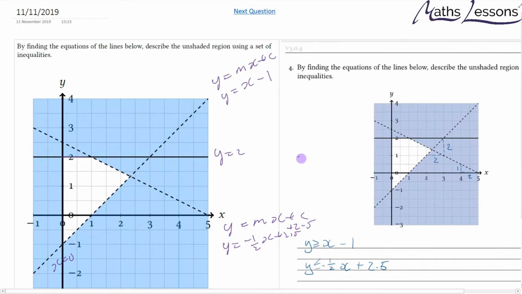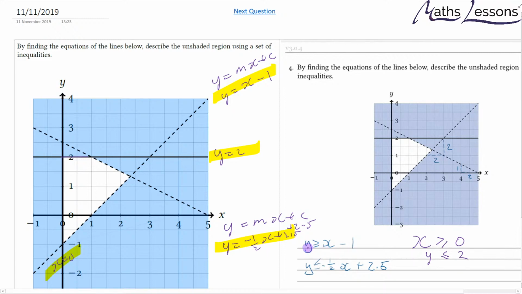minus a half x plus 2.5. Now, to get the region, it's not enough just to write down the equations. We've got our 4 equations, which give us the boundaries. We need to work out which side of them we're going to be on. So for x equals 0, we know we need to be greater than 0. So our answer is x is greater than, and if we have a solid line, it's allowed to equal it, so x is greater than or equal to 0. And then for this one, we know the y value is going to be less than 2, so y is less than or equal to 2.